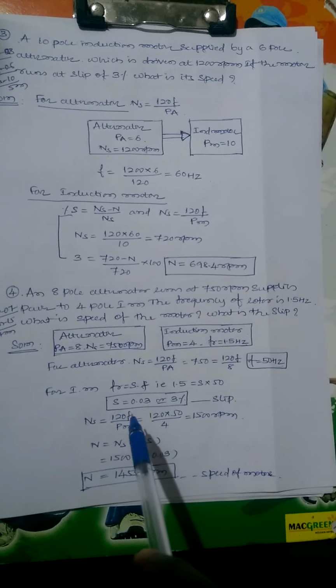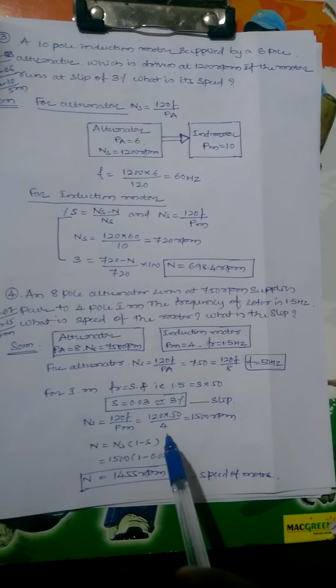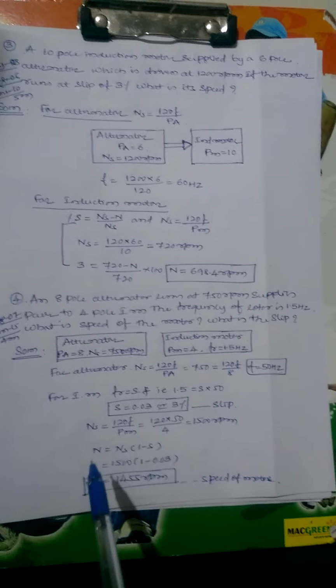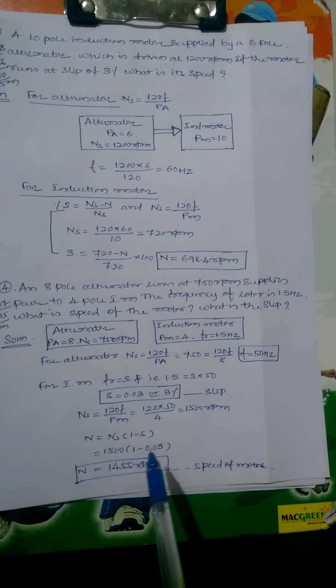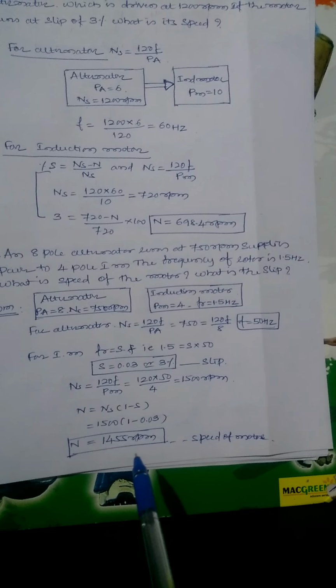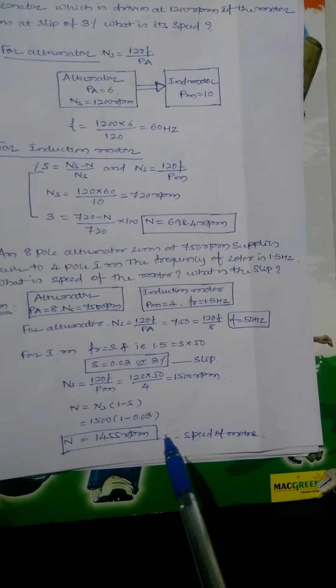Then Ns equal to 120f by Pm: 120 into frequency 50 by pole of induction motor 4, that is 1500 rpm. Using this Ns, you calculate N equal to Ns (1 minus s). Ns is 1500, slip is 3%, that is N equal to 1455 rpm for speed of the motor. Slip is 3%, speed of the motor is 1455 rpm.